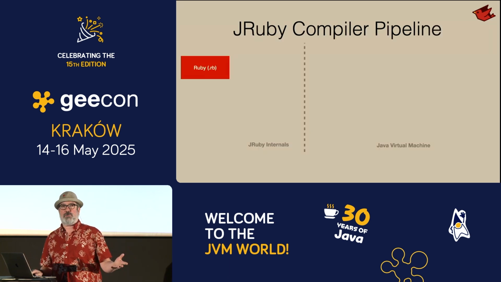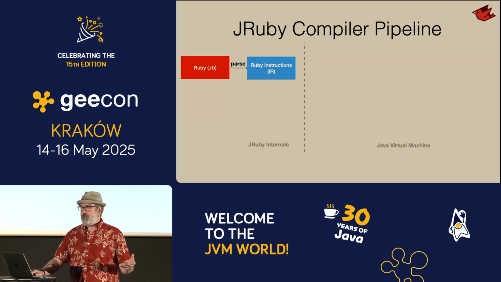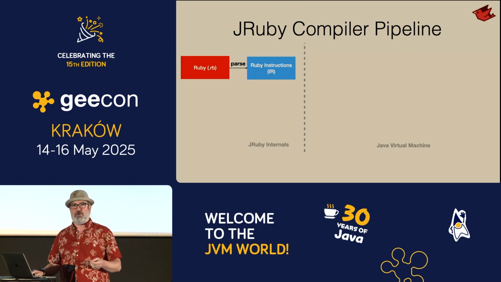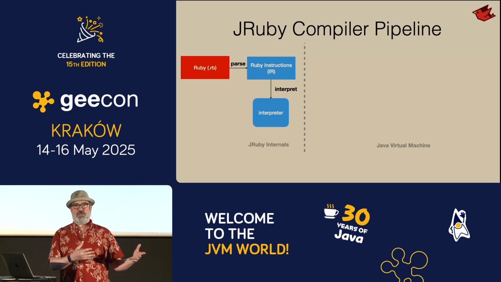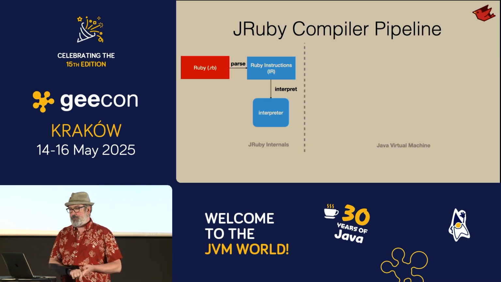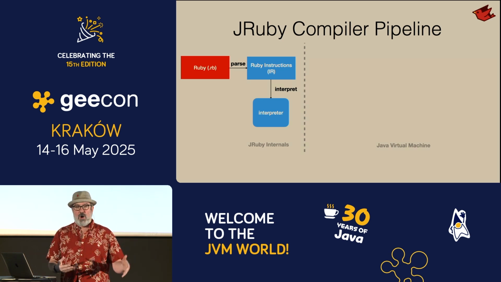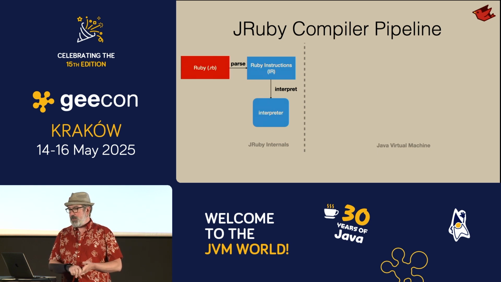We have our Ruby code coming in on the left. We parse this and compile it into our internal Ruby instructions. And then we have an interpreter that actually executes our Ruby IR directly. This interpreter will run for a while, the JVM will heat it up, and it'll actually perform reasonably well, comparable to some older versions of regular C Ruby.